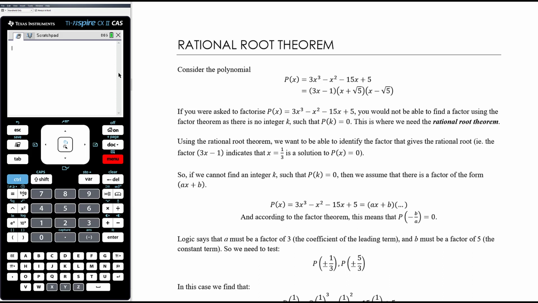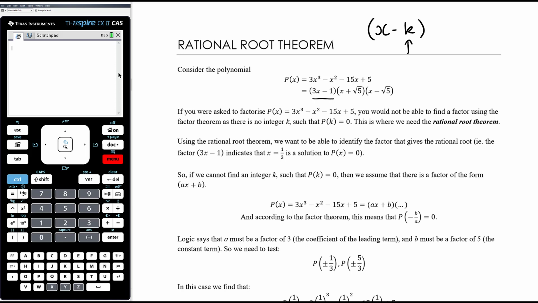One of the problems with the factor theorem is that it relies on there being a factor of the form x minus k, where k is an integer. Otherwise, you have infinitely many possibilities to test. Sometimes a perfectly normal looking cubic function might not have any factors of this form. If you have a look at this cubic here, when you look at it in factorized form, it has three linear factors.